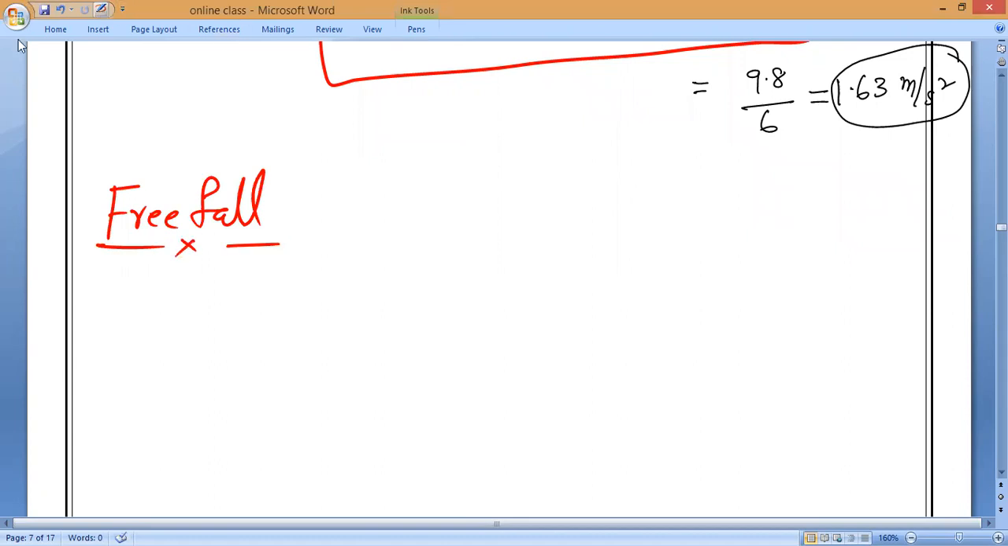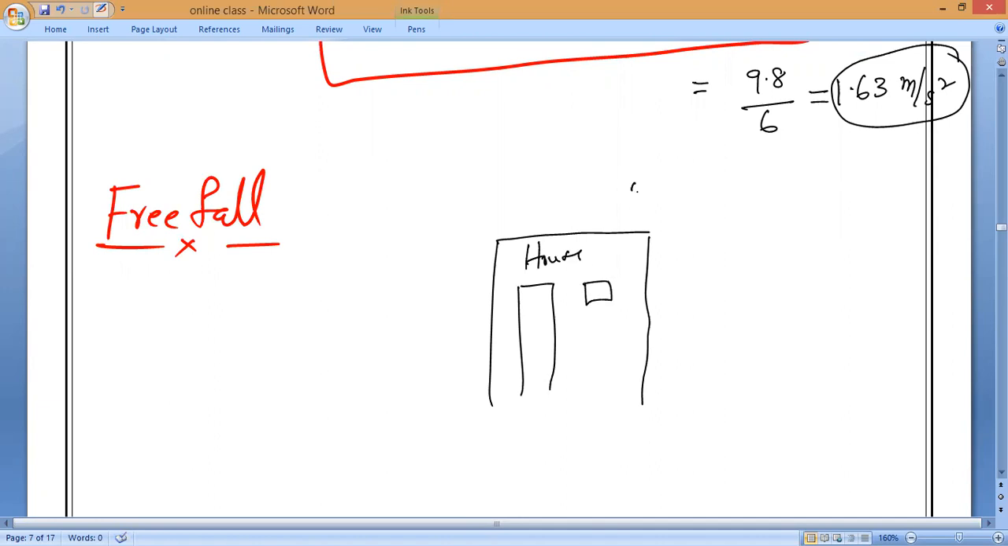Let me take an example. This is your house. All of you observe very carefully. Now, you are standing on the terrace. Imagine you drop a 1 kg stone and another, a 5 kg stone. Now, you tell me which stone will reach the ground first.